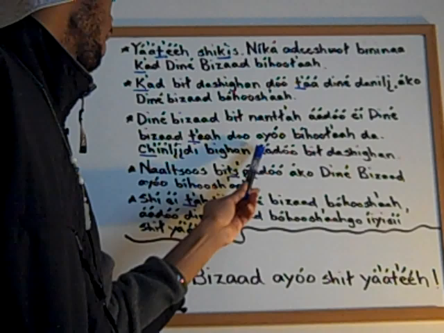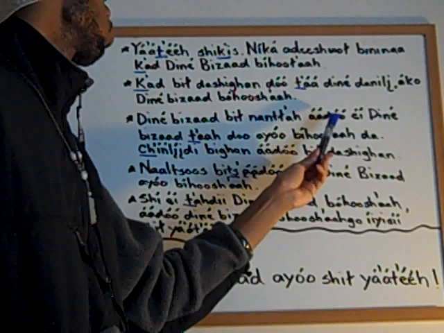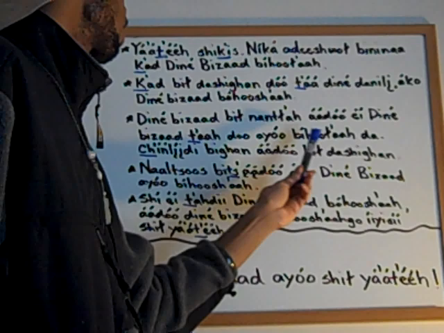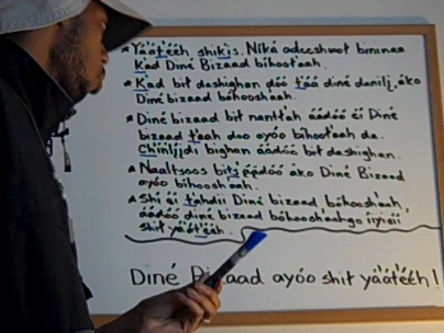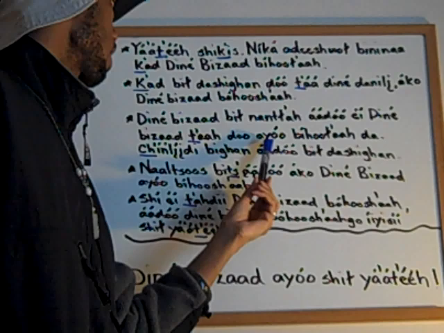So, dinebeza bishnan kla. So Navajo language is difficult for him. Ado, moreover, e dinebeza ta do ayo behosh ada. Moreover, his Navajo language studies aren't going well for him. So ado, moreover, e referring to him, and then dinebeza Navajo language, ta still, do ayo behosh ada. So still not going well.